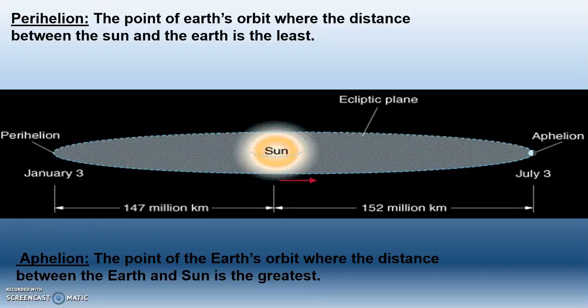So the perihelion takes place on January 3rd, and it's the point of Earth's orbit where the distance between the Earth and the Sun is the least. So that's 147 million kilometers away from the Sun. Now, we also have the furthest distance from the Sun that takes place on July 3rd, and we refer to that as the aphelion. And it's the point of the Earth's orbit where the distance between the Earth and the Sun is the greatest. Okay, so we don't have equal distance when we are completing this orbital process. We do have an exaggeration where the Earth is at its furthest point and then at its closest point.